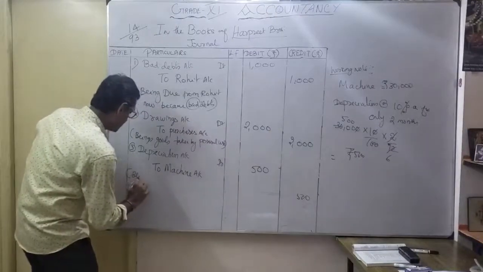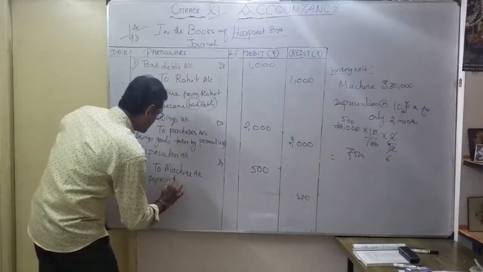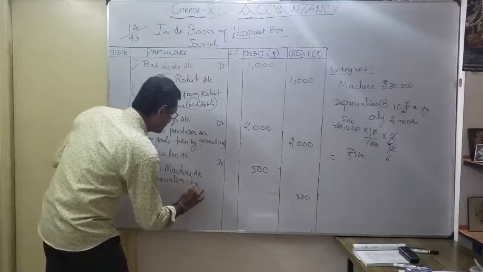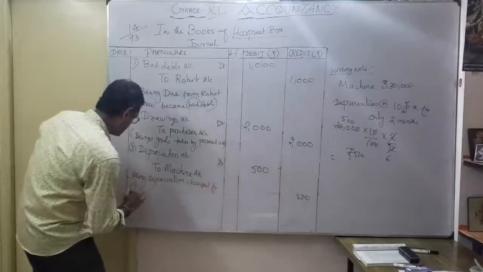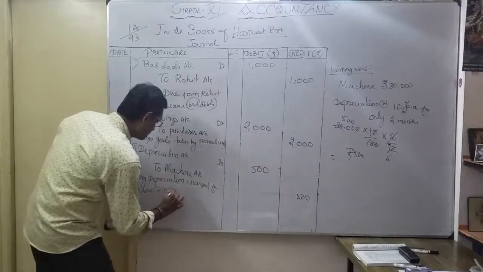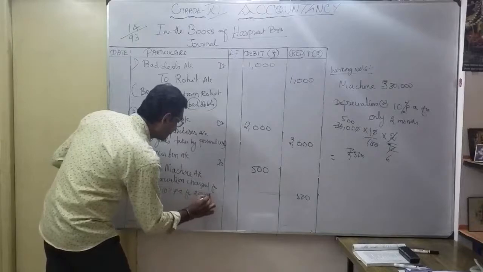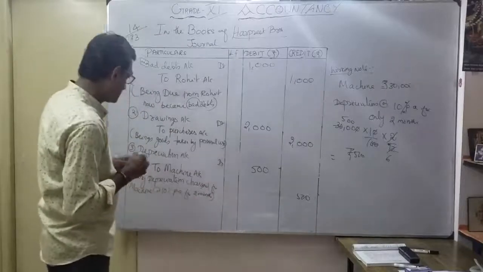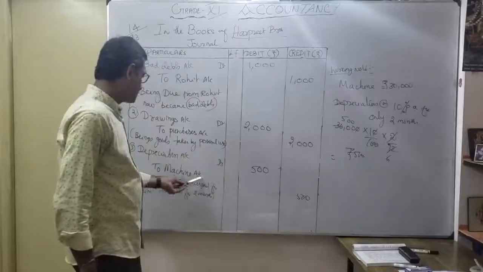Being depreciation charged for machine at 10% per annum for 2 months. Okay, that is the narration. So what's the debit? Depreciation account debit 500 to machine account 500.